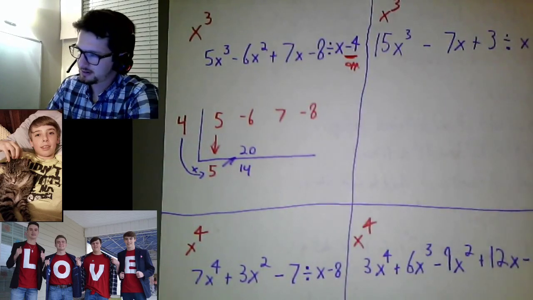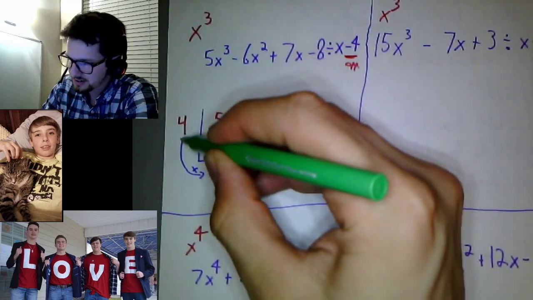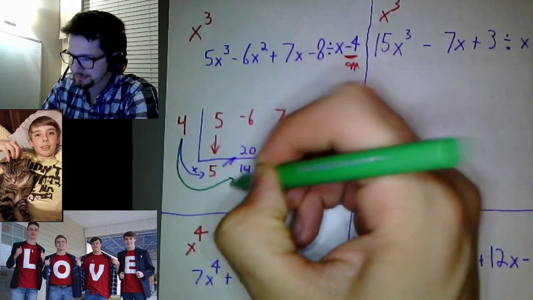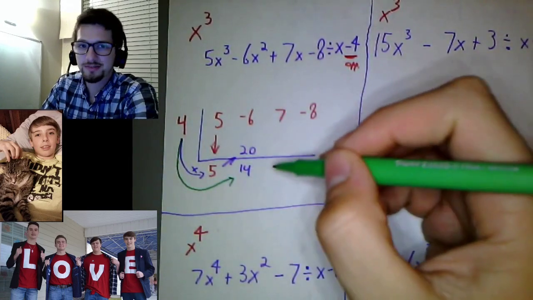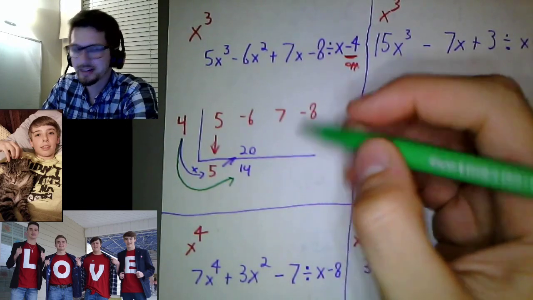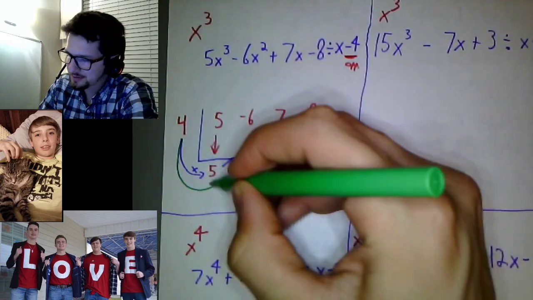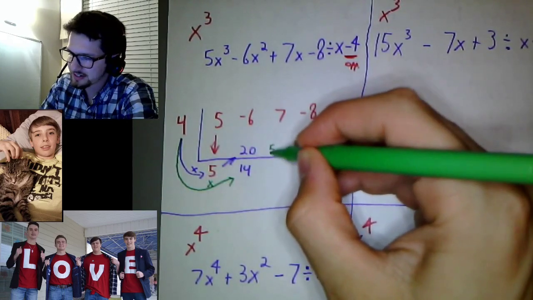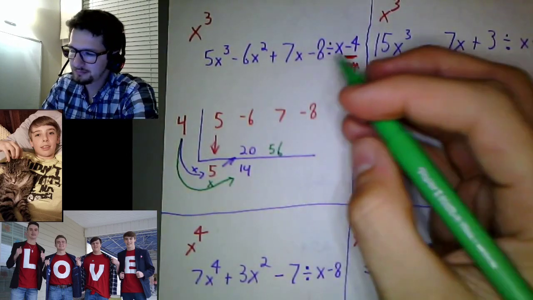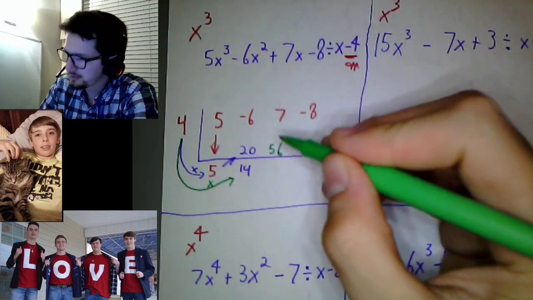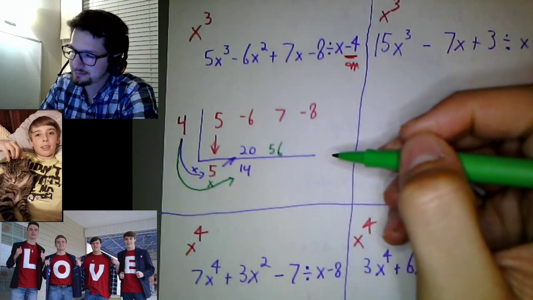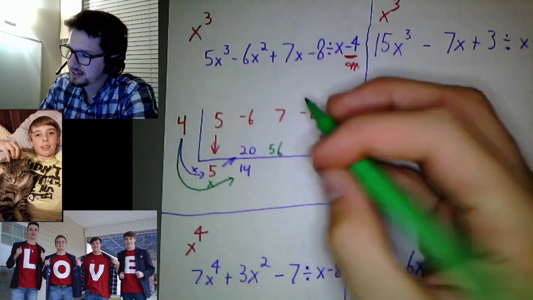All right, so second piece, now it's 4 times 14. What's 4 times 14? 4 twos are 8, 4 ones are 40, 56. Yeah, 4 times 14 gives me 56. All right, now what's 56 plus 7? That would be 63.